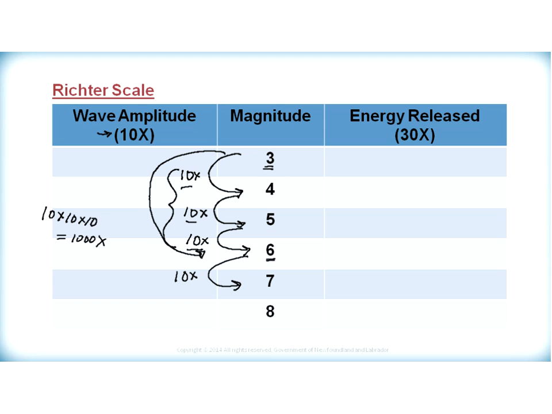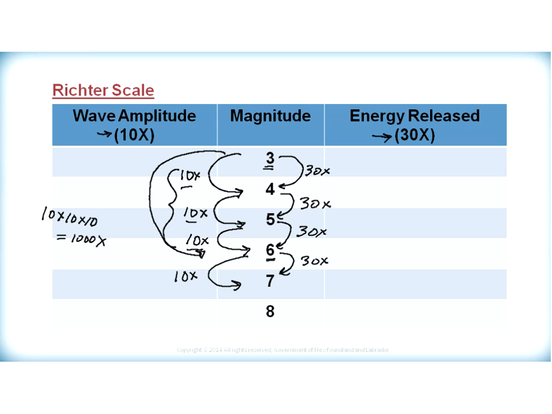In comparison, if we go over to the right side and we look at the amount of energy released, the energy released increases 30-fold, which is 30 times greater. So an earthquake measuring 3 on the Richter scale compared to one measuring 4 would be 30 times more energy released. 4 compared to 5 would be 30 times more energy released. And 5 compared to 6, 30 times more energy released. And 6 compared to 7, 30 times more energy released, and so on.